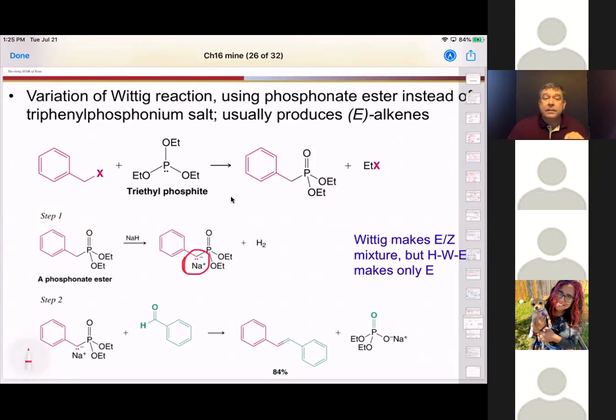Okay. The difference is that because of the variation here, it predominantly produces trans or E alkenes, where the Wittig makes a mixture of E and Z. The phosphate ester derivative of it predominantly makes the trans or E derivatives. And again, it's the same mechanism. We're forming the same kind of phosphine oxide bond, and we're forming a double bond from the system.